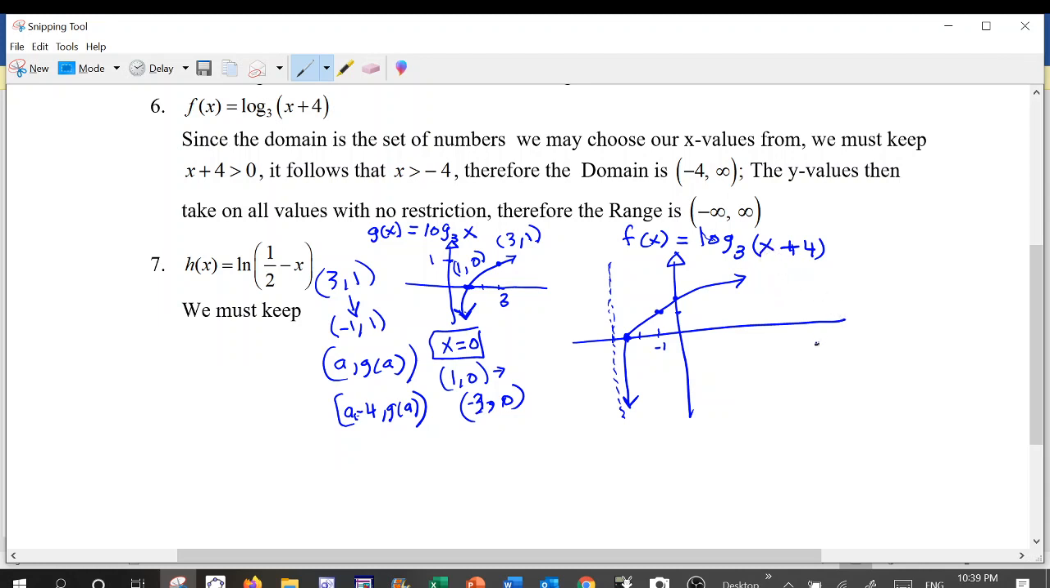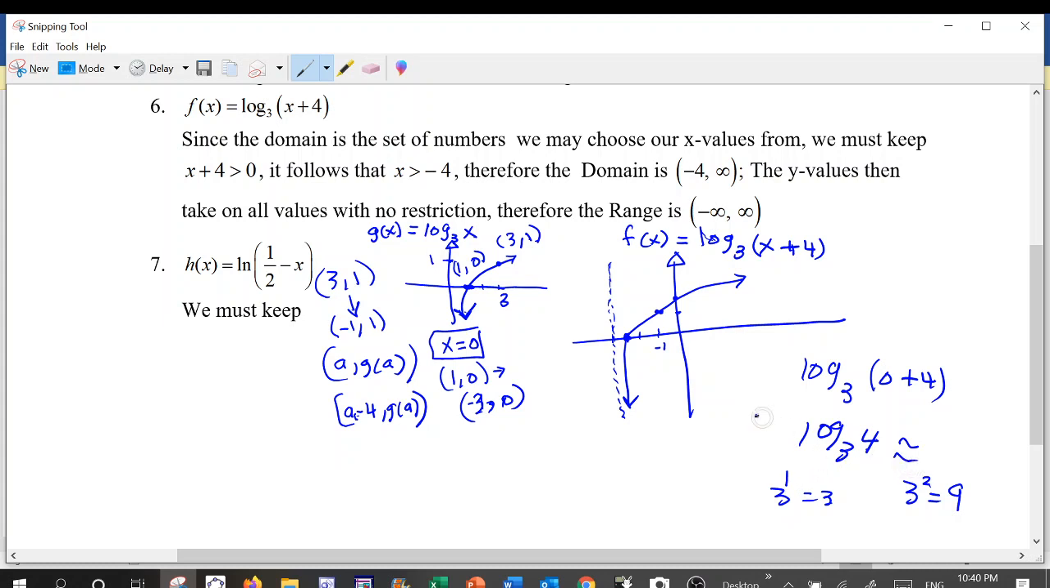So if we put the 0 for x, we get log base 3 of 0 plus 4, which is just log base 3 of 4, which we don't know what it is, and we're going to get to that in the next section. It's some number. Now we know that we want a number that if you raise 3 to it, you get 4. Obviously that number is not 1 because 3 to 1 is 3, and is not 2 because 3 to 2 is 9. So the number we want is some number between what?